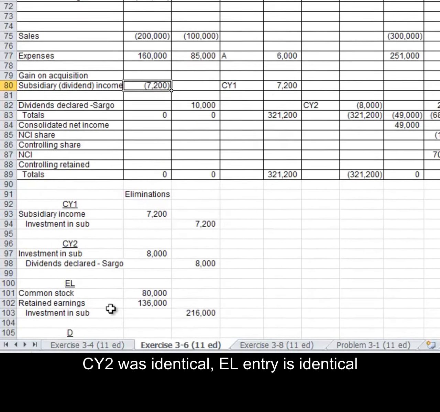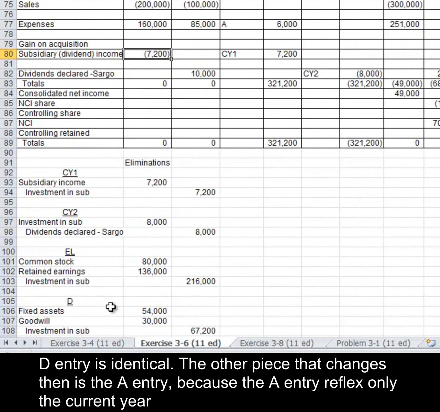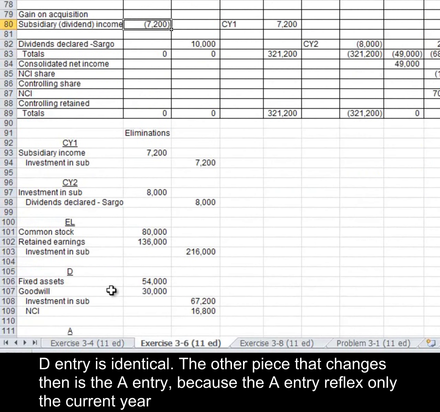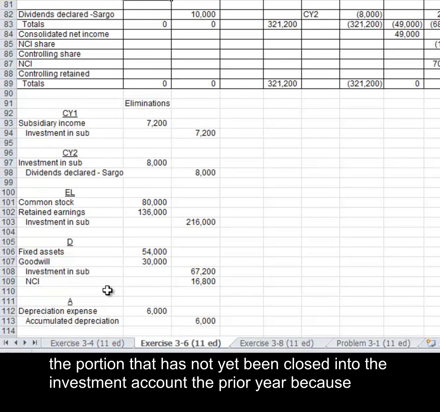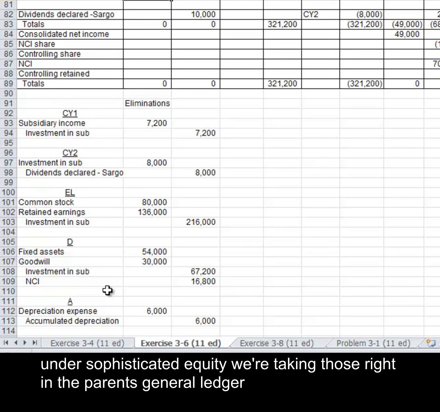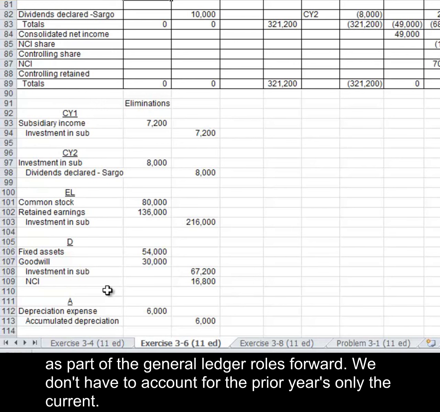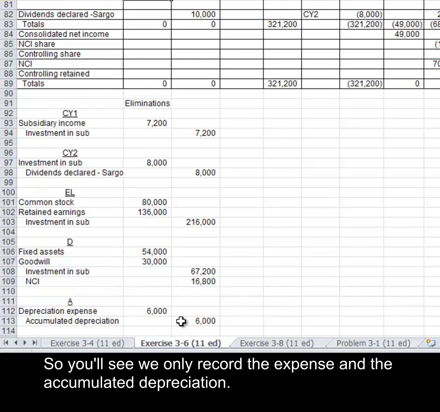CY2 is identical, EL entry is identical, D entry is identical. The other piece that changes then is the A entry, because the A entry reflects only the current year, the portion that has not yet been closed into the investment account. The prior year, because under sophisticated equity we're taking those right in the parent's general ledger, as part of a general ledger it rolls forward. We don't have to account for the prior years, only the current.